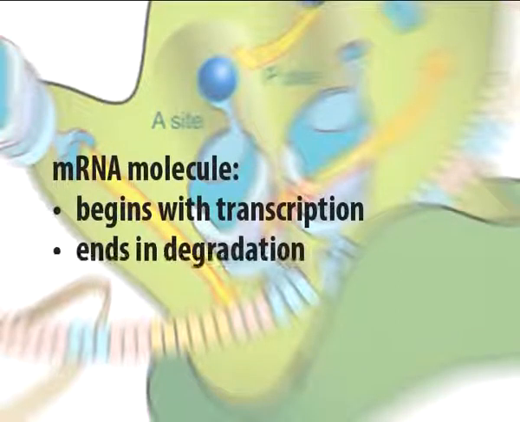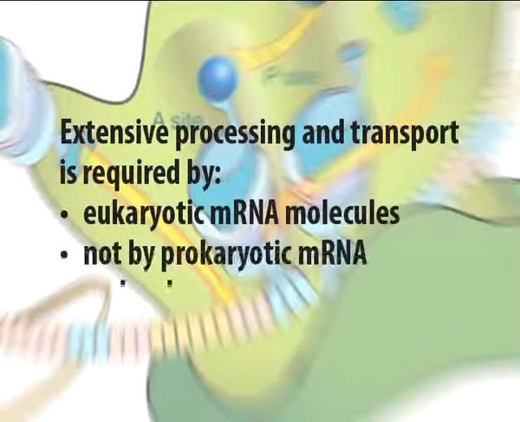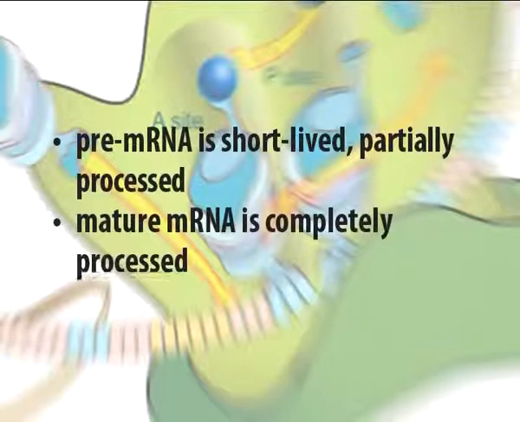The brief existence of an mRNA molecule begins with transcription and ultimately ends in degradation. During its life, the mRNA molecule may also be processed, edited and transported prior to translation. Eukaryotic mRNA molecules often require extensive processing and transport, while prokaryotic molecules do not. The short-lived, unprocessed or partially processed product is termed premature mRNA. Once completely processed, it is termed mature mRNA.